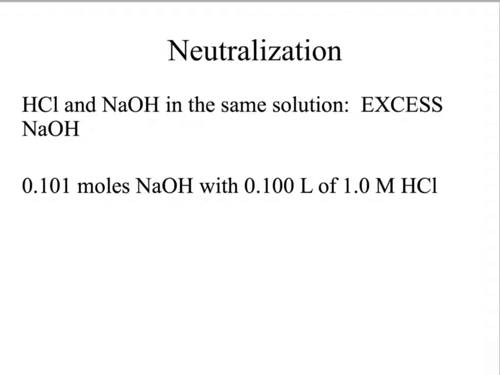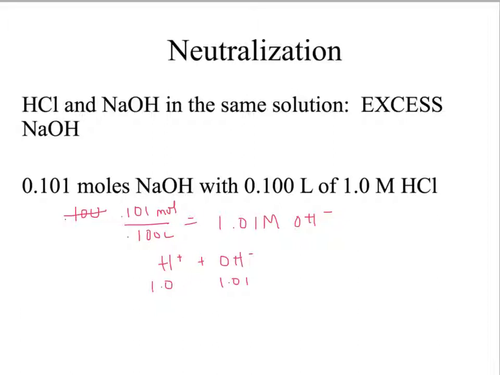So here we have 0.101 moles divided by 0.100 liters. And so that tells us that we have 1.01 molarity of hydroxide. So if we set up our ICE chart, H plus hydroxide, and we say that we have 1, and really truly in this ICE chart we should be using moles, not molarity, but it'll be okay for this one. So we have 1 of H plus and we have 1.01 of hydroxide.